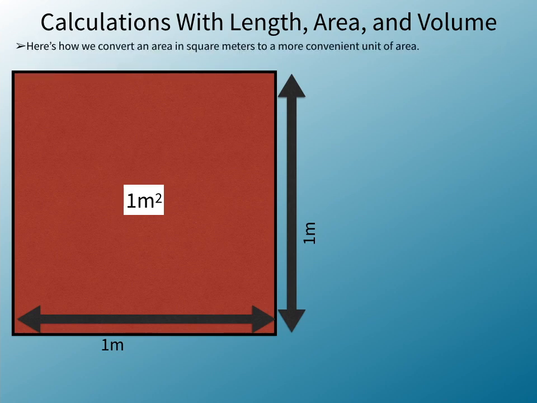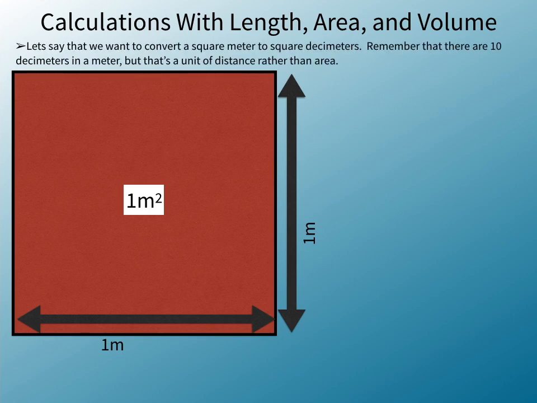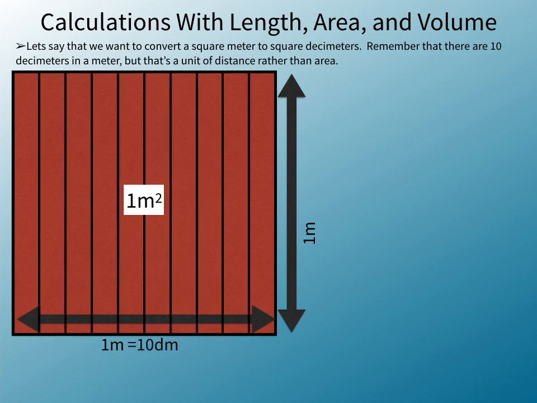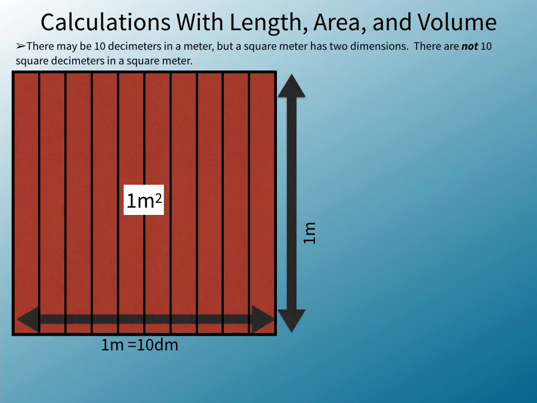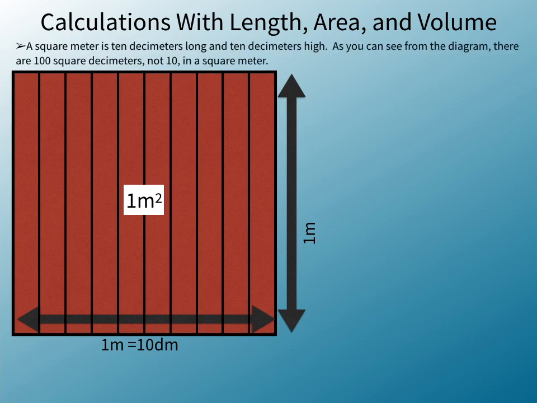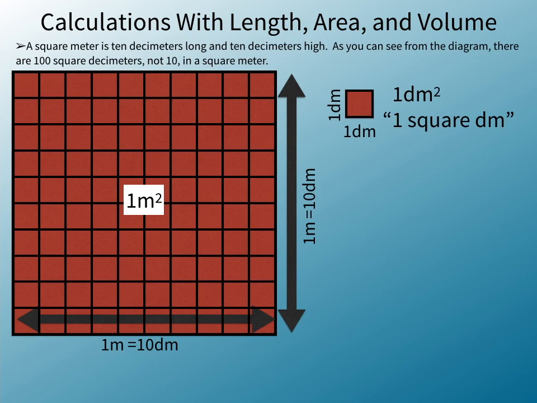Here's how we convert an area in square meters to a more convenient unit of area. Let's say that we want to convert a square meter to square decimeters. Remember that there are 10 decimeters in a meter, but that's a unit of distance rather than area. There may be 10 decimeters in a meter, but a square meter has 2 dimensions. There are not 10 square decimeters in a square meter. A square meter is 10 decimeters long and 10 decimeters high. As you can see from the diagram, there are 100 square decimeters, not 10, in a square meter.